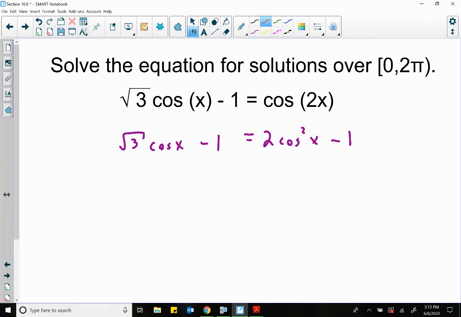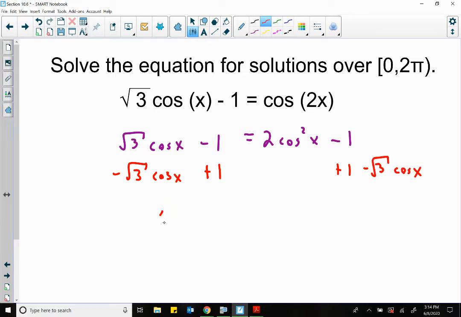Okay, so I'm going to grab everything over here and move it over here because I like my x squared, my squaring part, to be positive. And if I move this over there, that's going to make it negative. I don't like working like that. So I'm just going to move all this stuff over here. So I'm going to subtract the square root of 3 cosine x, and I'm going to add 1. So add 1 and subtract the square root of 3 cosine x.